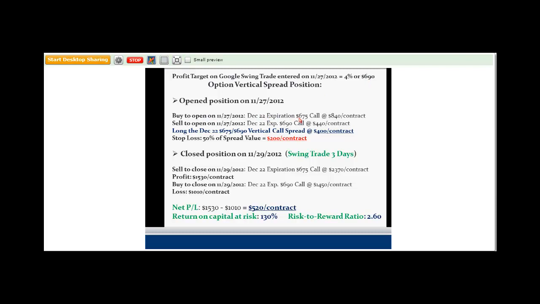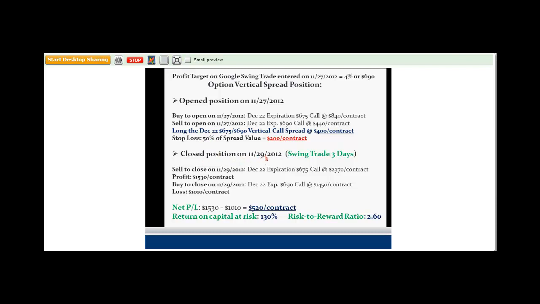So I bought to open the December 22 expiration 675 calls, $840. At the same time as the spread, sold the 690 calls at $440. So that put in a $400 max you could lose. Defined your risk. Stop loss of 50%, $200. That's your risk that I would put up.